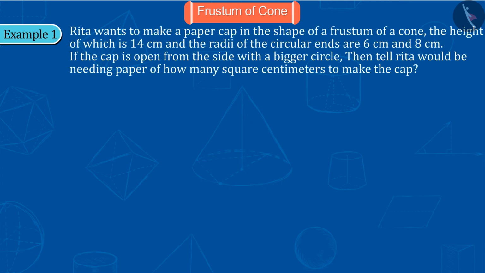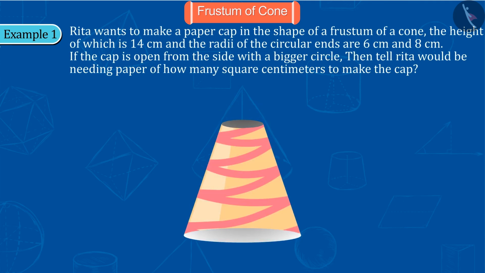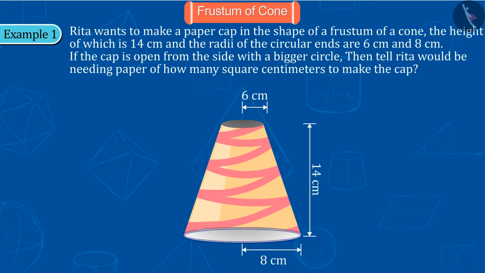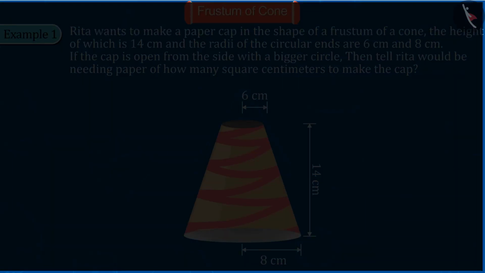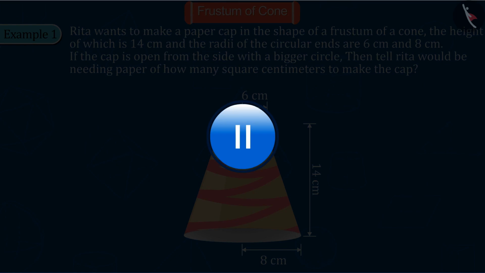Rita wants to make a paper cap in the shape of a frustum of a cone, the height of which is 14 cm and the radii of the circular ends are 6 cm and 8 cm. If the cap is open from the side with the bigger circle, then tell how many square centimeters of paper Rita would need to make the cap. Pause the video to try yourself and then match your answer.